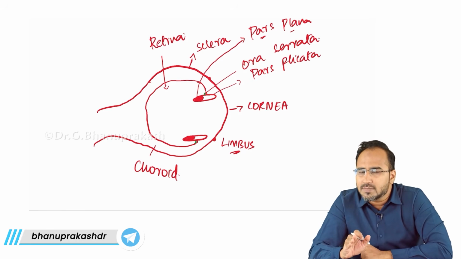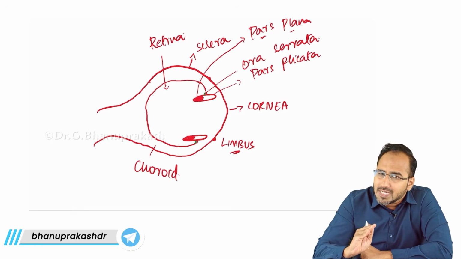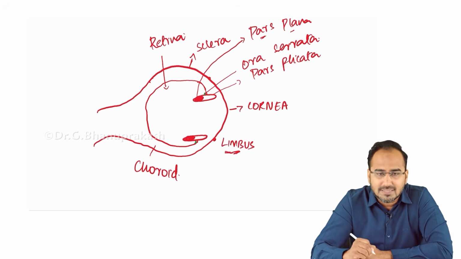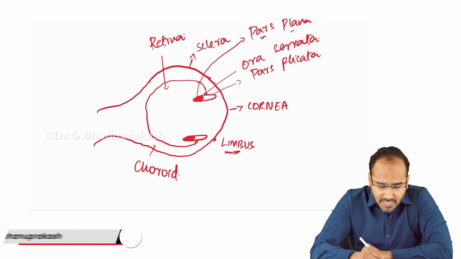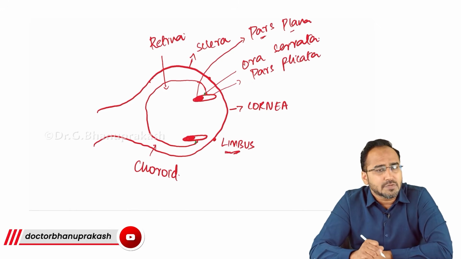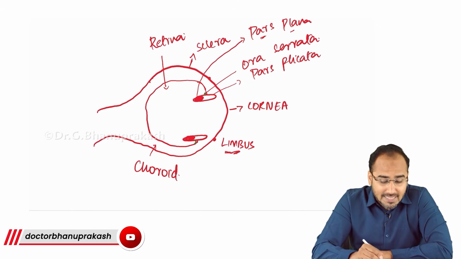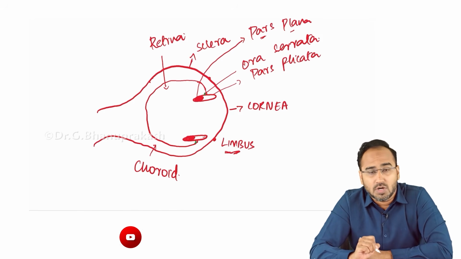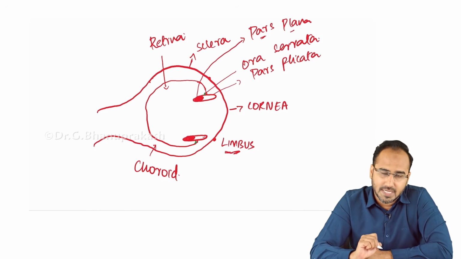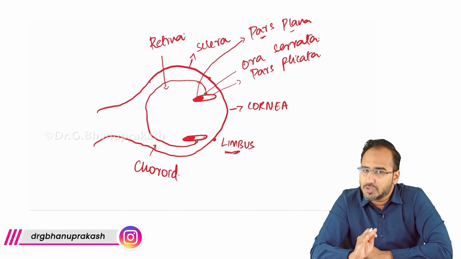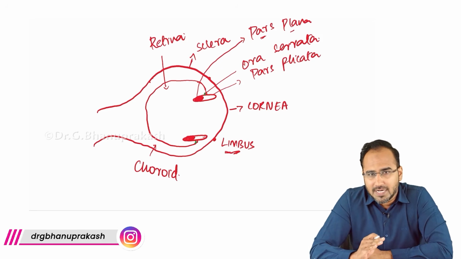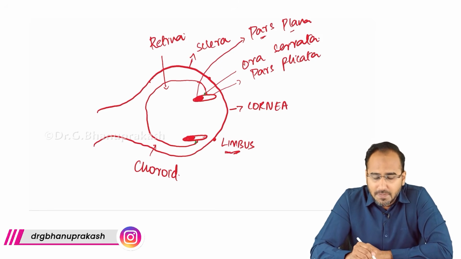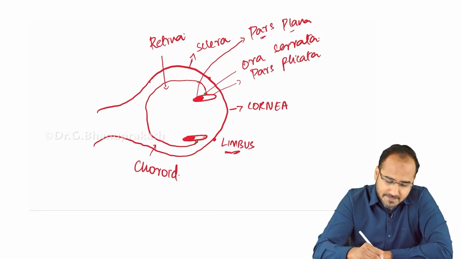The anterior outermost layer was cornea. The posterior outermost layer was sclera. And the junction between the cornea and sclera was what, guys? Limbus. The second layer of the eye was choroid, and the third and innermost layer of the eye is called the retina. From the retina, the ciliary bodies arise. We have divided the ciliary bodies into two parts: the pigmented part is called pars plana, and the non-pigmented part is called pars plicata.